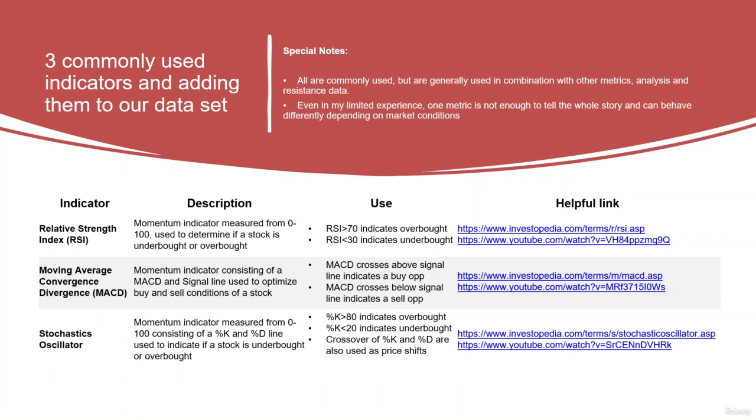The next one, the MACD, is a momentum indicator consisting of a faster and slower moving average, the MACD and the signal line, that are used to optimize entry points. When they cross over, it's generally indicating a buy or a sell opportunity. Lastly, our stochastics oscillator is another momentum indicator consisting of two lines that does something similar to RSI and the MACD, helping you look at under and overbought situations and also price shifts and entry points.